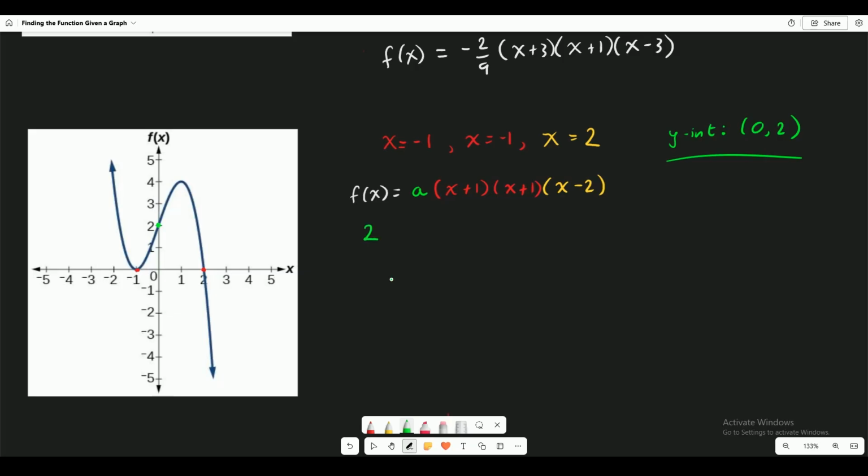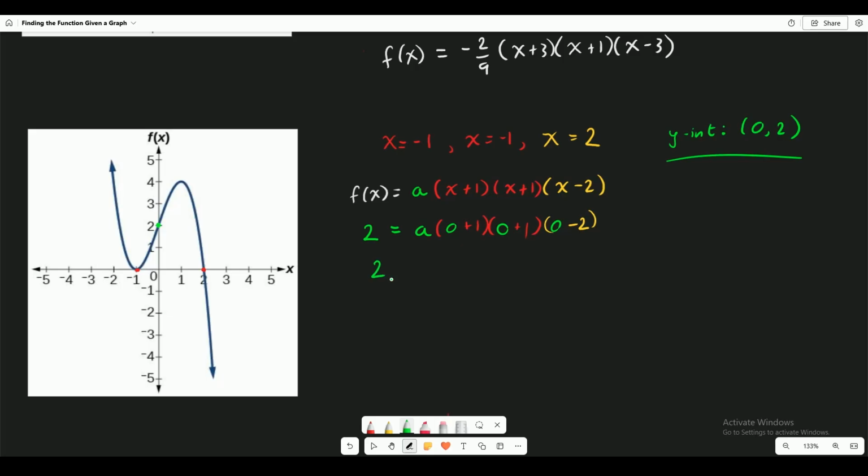So 2 is equal to a times zero plus 1, right, times 0 plus 1 again, times 0 minus 2. Just like that. So now we can finally start breaking down this polynomial even further.